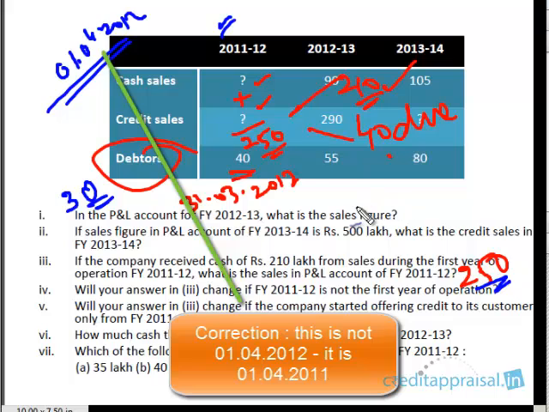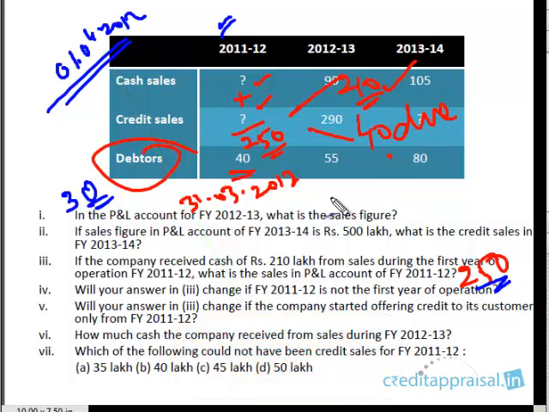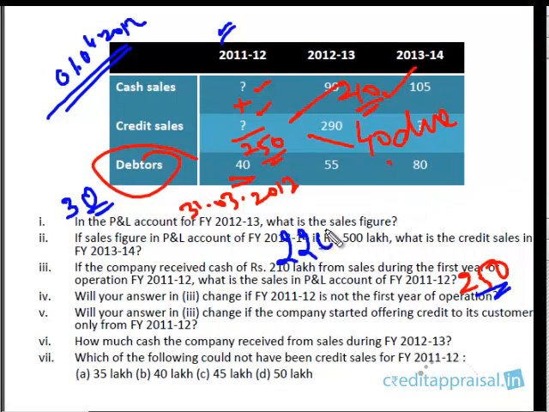Then our sales would have been what? Since the company received 210 lakhs in cash, the answer would be 220 lakhs. So please see how we got this 220. The company must have made a sale of 220 lakhs in the year 2011-12. This is for the fourth question we're discussing. Earlier the answer was 250 because the opening debtors was 0. Now the answer has changed to 220.